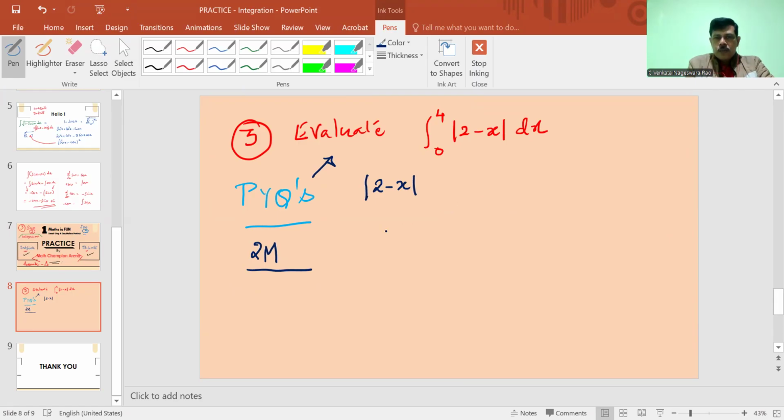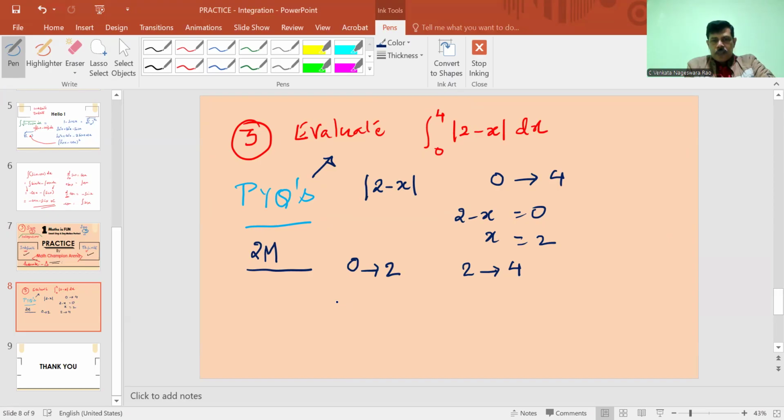So the limit is ranging from 0 to 4. Suppose I make 2 minus x equal to 0, I will get x equal to 2. So there are two bounds we can fix: 0 to 2 and 2 to 4. That is what we need to work out.